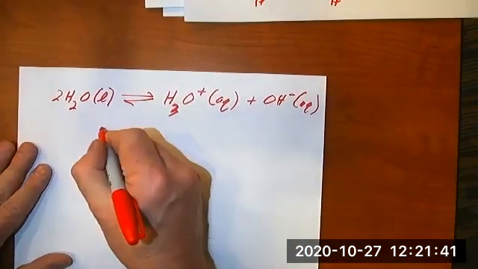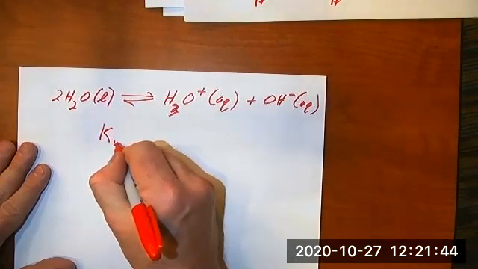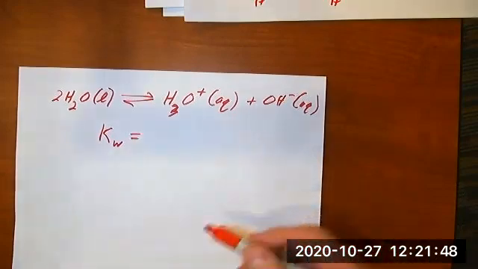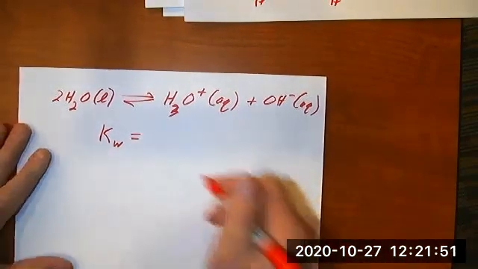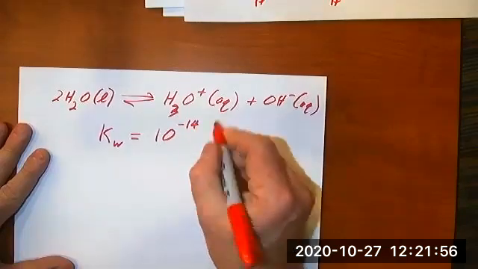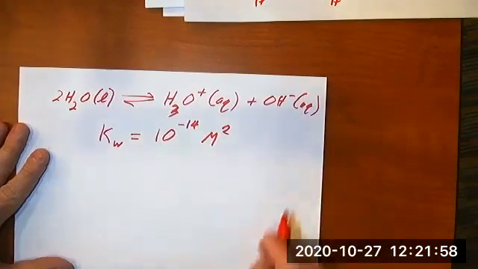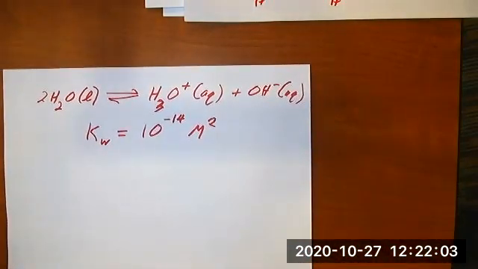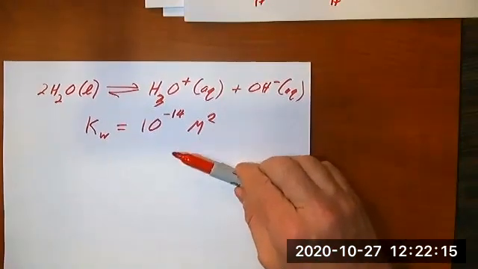This reaction at room temperature has an equilibrium constant, which, because it is so important, has a special name, Kw, where W stands for water, which has a value at room temperature of 10 to the negative 14 molar squared. Now, I very, very seldom tell people that there's a detail you should memorize. This particular detail is so central to understanding acid-base behavior that this is one of those numbers you should probably remember.